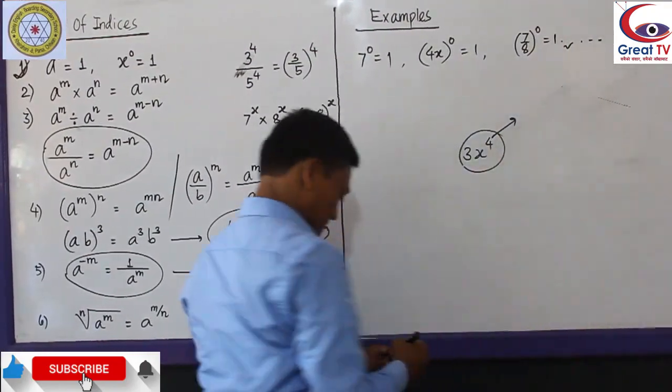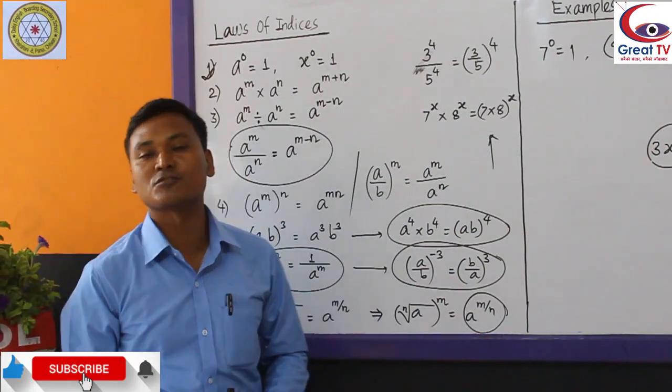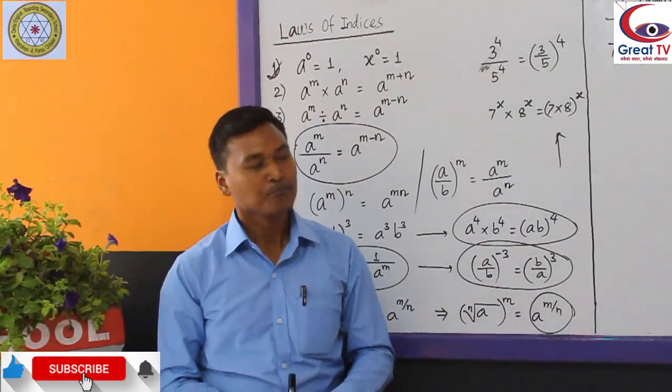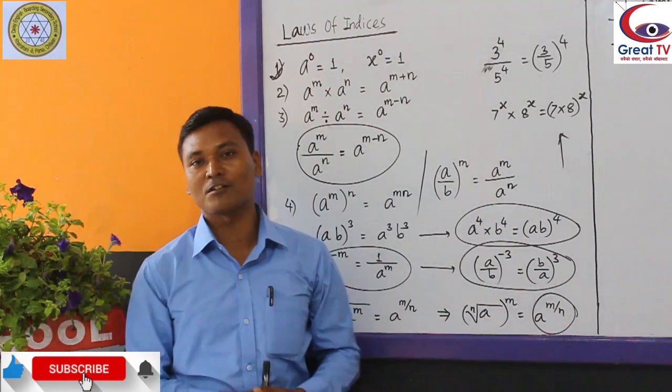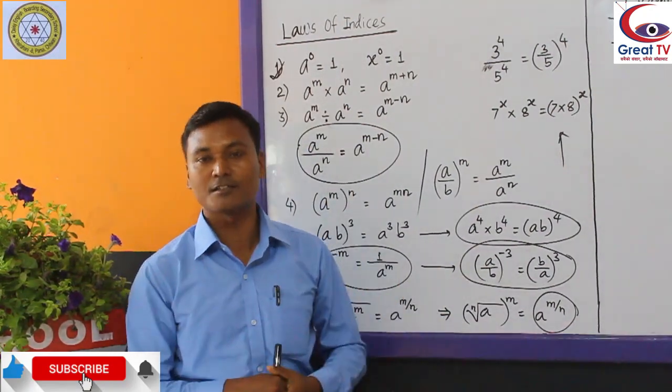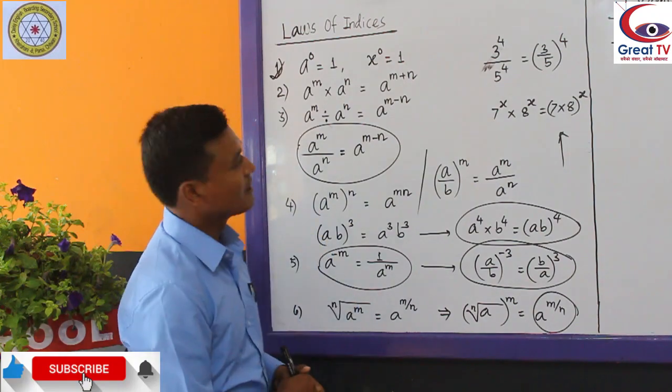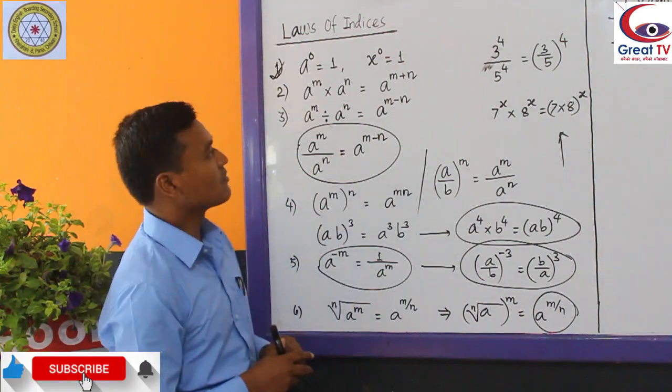And so on. We are not going to talk much about the first law because this is the simplest law, you know very well. You have just checked the power. If the power of any letter is 0, or index 0, the value is always 1. It's the law of zero index.